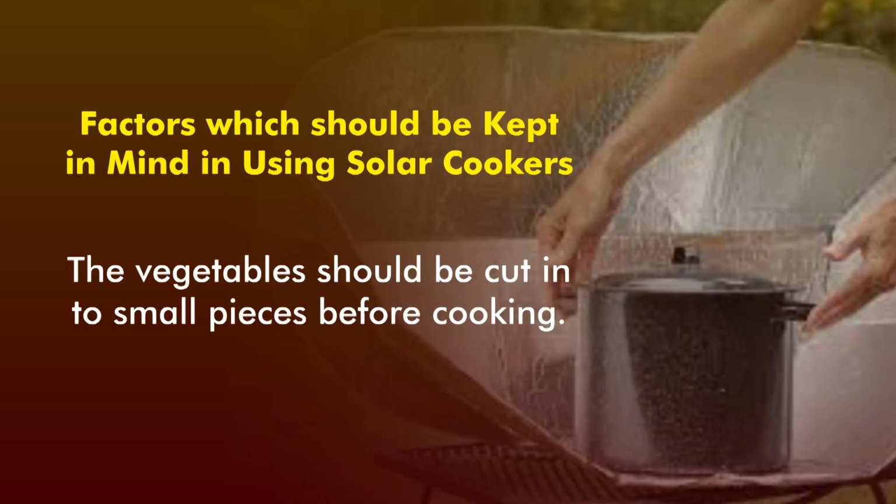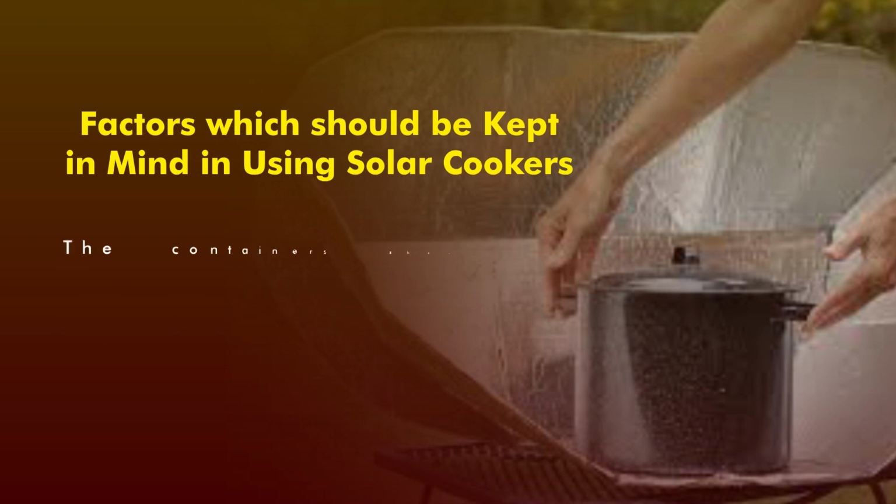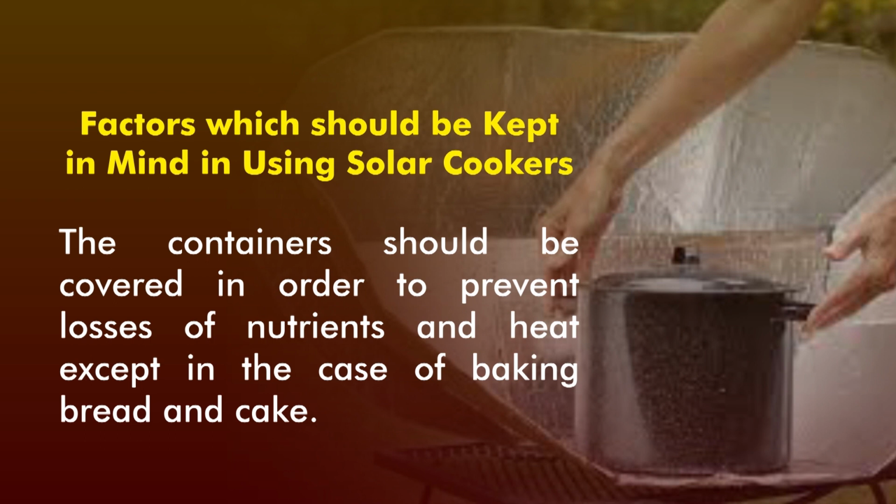Second factor that you should keep in your mind is that vegetables should be cut into small pieces before cooking. Third point that you have to remember is that raw foodstuff should be soaked in water before cooking. Then containers should be covered in order to prevent losses of nutrients and heat, except in the case of baking bread and cake.